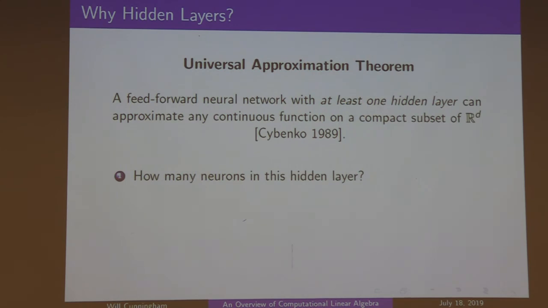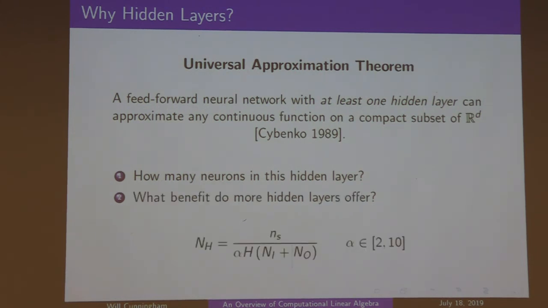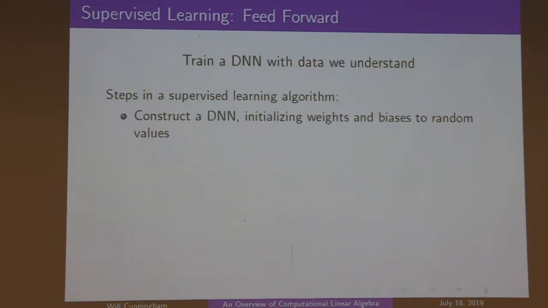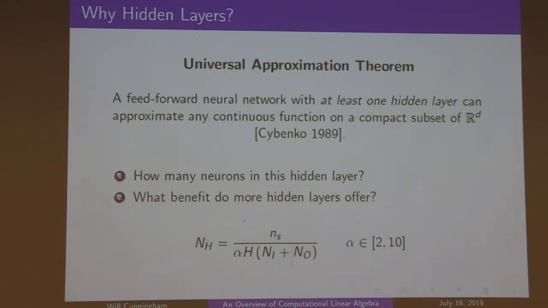So there are some questions that come up. How many neurons should you have in the at least one hidden layer? And how many hidden layers should you have? What benefits do they offer? In general, there's some rule about the number of hidden layers based on the number of training samples you have. I think this is the number of nodes in each hidden layer, the number of input neurons, number of output neurons. It's a very general rule.